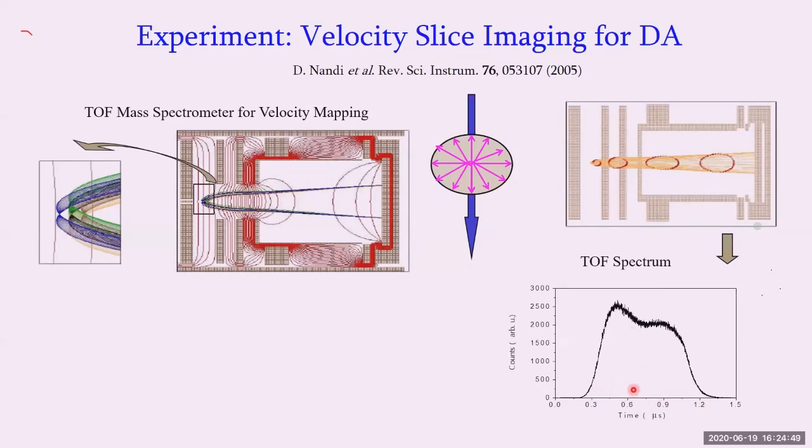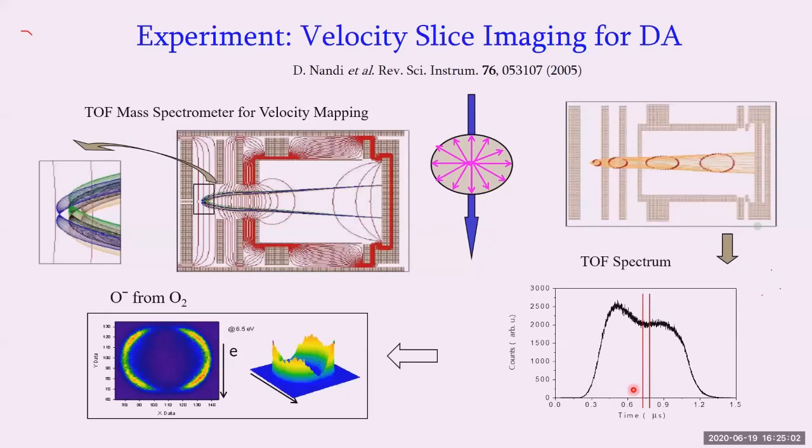Now if you take the central slice of this, that means we are limiting the time of arrival to the central slice at a small time window, and look at the ions which are detected as a function of the position, you get this velocity slice image. So as I said earlier, the velocity slice image gives you the speed of the ions with which they are produced, or in terms of the kinetic energy, and also the angular distribution.